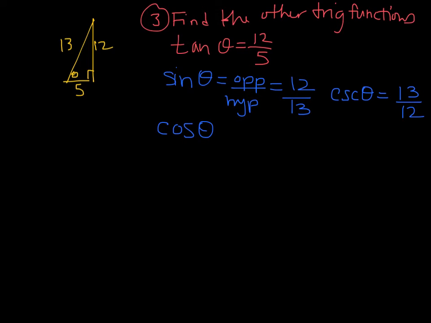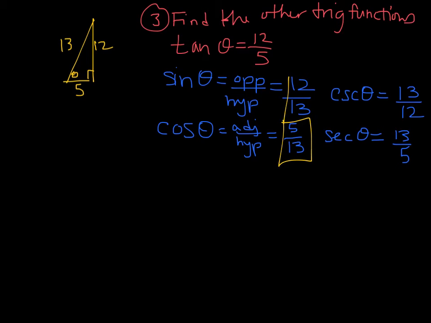Cosine now is going to be the adjacent over the hypotenuse, which is going to be 5 over 13. And then I can also find its reciprocal, the secant, which gives me 13 over 5. And that's all I have to do on this step. I'm done. And this is the rest of the problem.